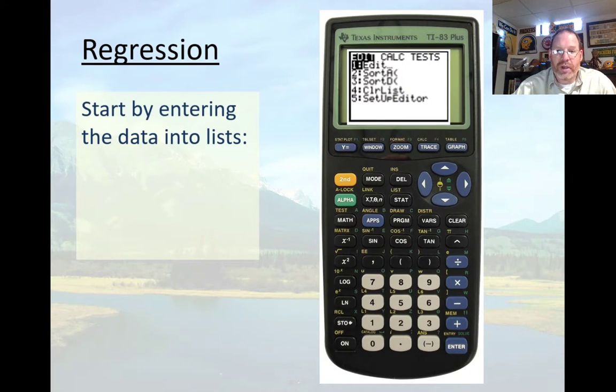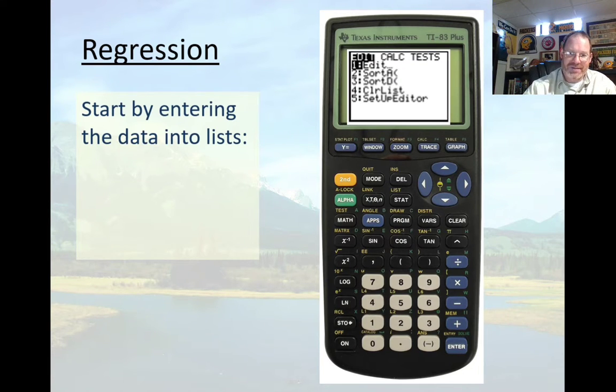So what you're going to do, and to those of you who don't have the TI, I apologize. I don't know how to work every calculator that there is. But that's what we're going to be looking at, the TI, which is probably what you're borrowing for this class if you didn't have one anyways. So first thing we have to do is enter the data into lists.